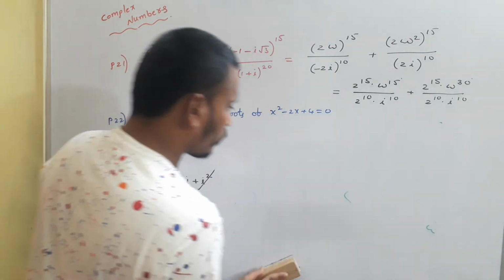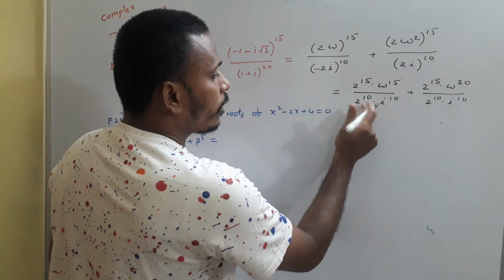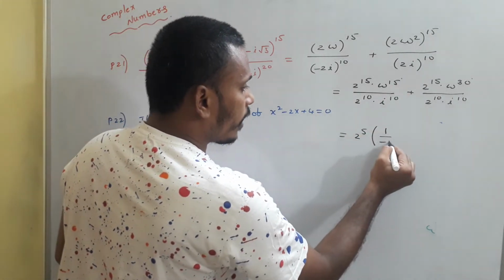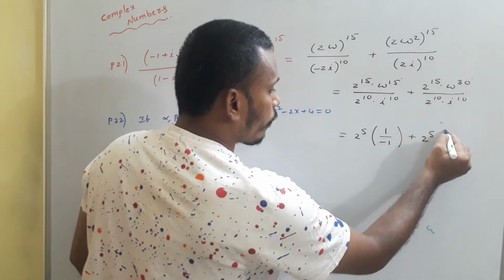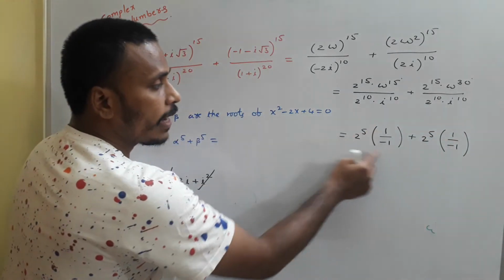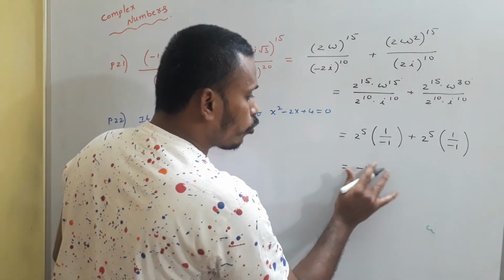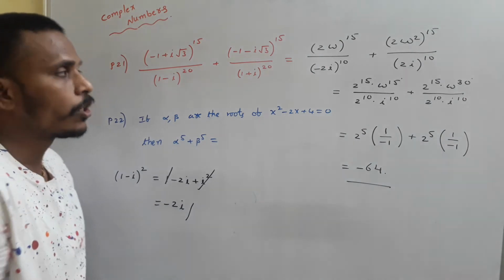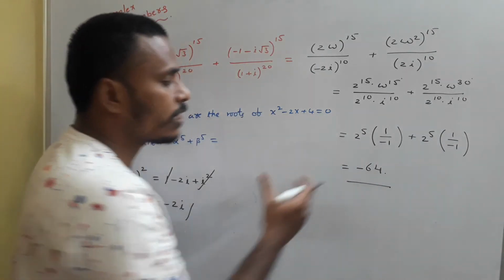Okay. Now this is equal to 2 power 15 by 2 power 10, which is 2 power 5, into the numerator, which is 1, and the denominator is minus 1, plus 2 power 15 by 2 power 10, which is 2 power 5, numerator is 1, denominator is minus 1. So this is minus 2 power 15 minus 2 power 15, so minus 32 minus 32, minus 64 is our answer at the end. So the value of this given complex expression is minus 64.